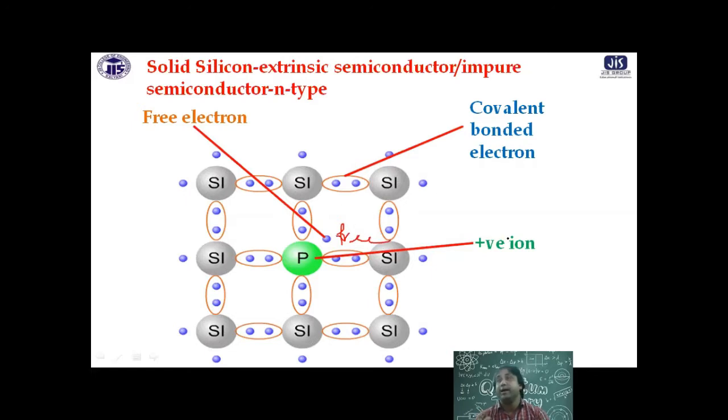It will add to the current, and the more substitution of silicon with phosphorus you do, the more electrons you produce. And these electrons will move, and you'll be getting a lot of current into the system.